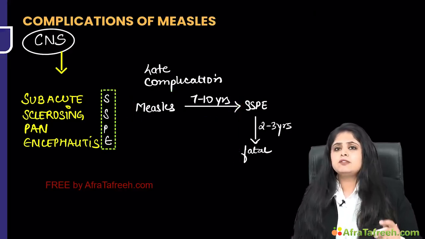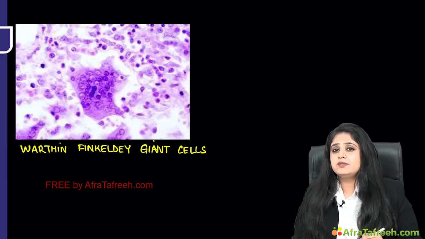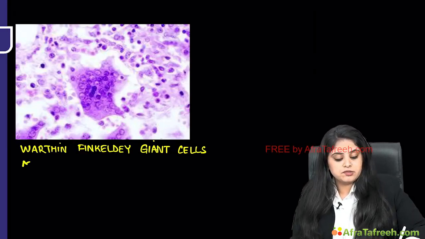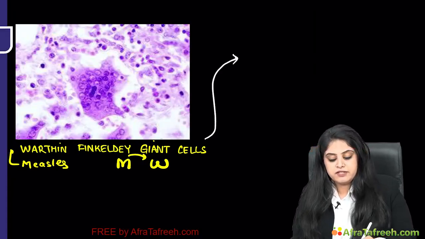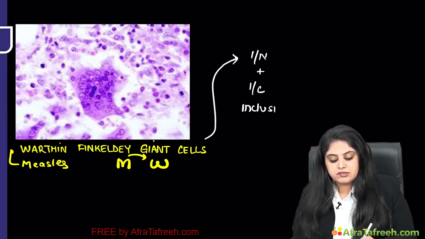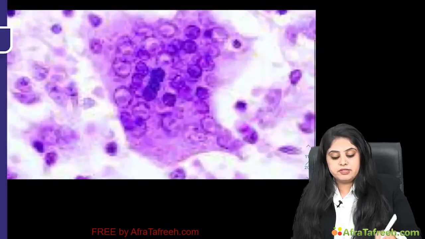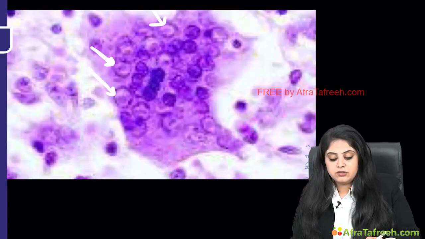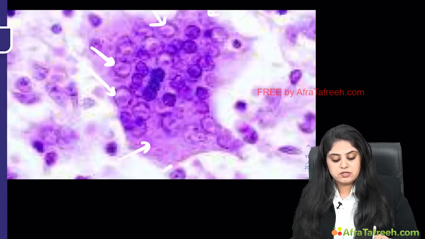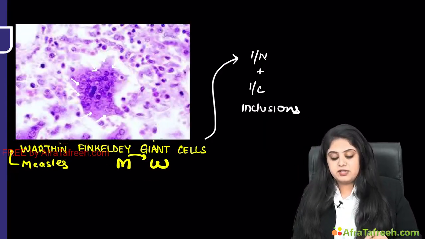Now, one thing I want to ask you from pathology again, integrating it, was there any cell in pathology which reminds you of measles? Was measles associated with any kind of giant cell? M ka ulta W, yes, M opposite inverted W, Warthin-Finkeldey giant cell. What is Warthin-Finkeldey giant cell? Something that had intranuclear and intracytoplasmic inclusions. If you remember this, it had intranuclear. Can you see dots inside the nucleus and also inside the cytoplasm? So you had intranuclear and intracytoplasmic inclusions.